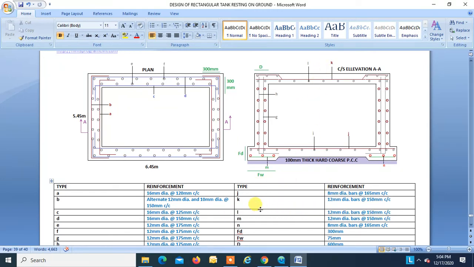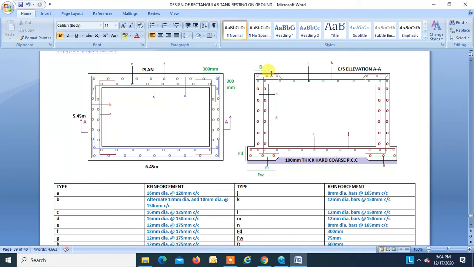This is K, you can see that it is 12 mm about 150 mm. Now over here we will provide 50% of the steel as bent up at the top. So the spacing of steel over here will become 12 mm about 300 mm center to center at bottom and top. So we have to check for the shear over here.